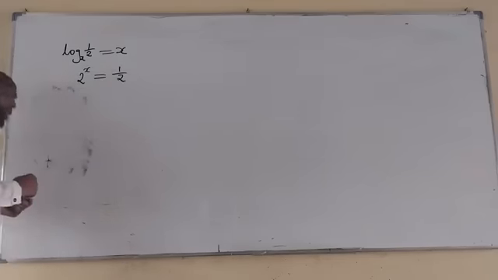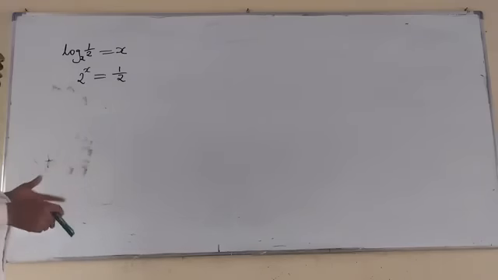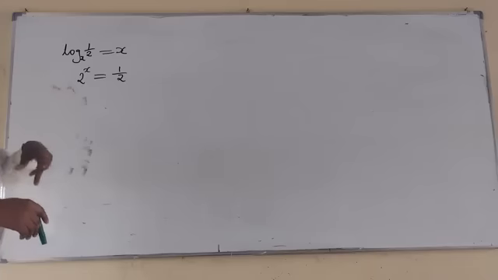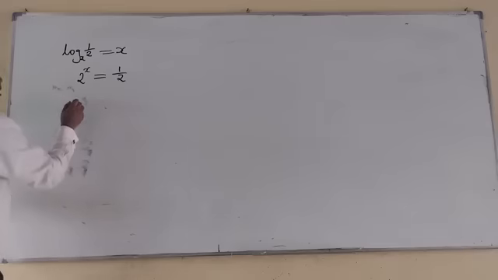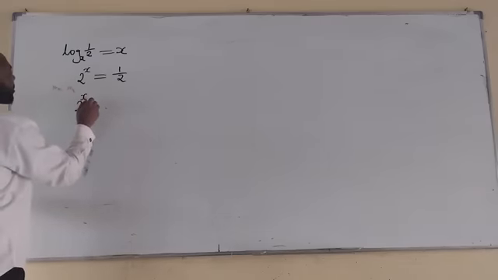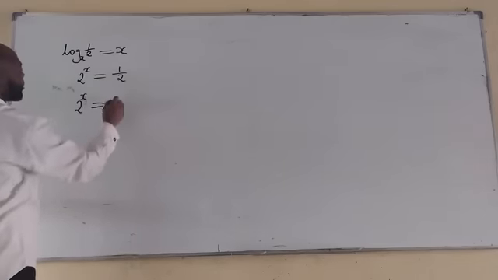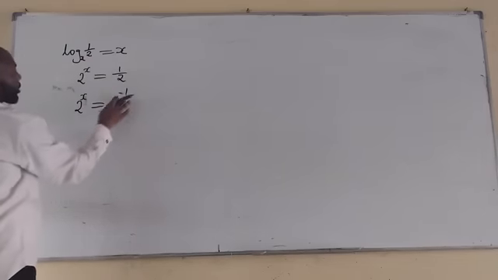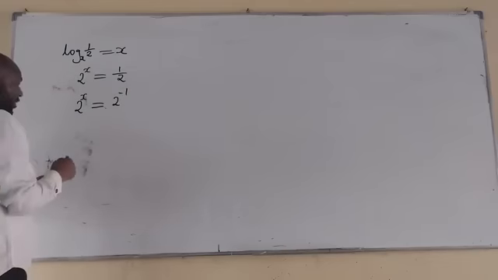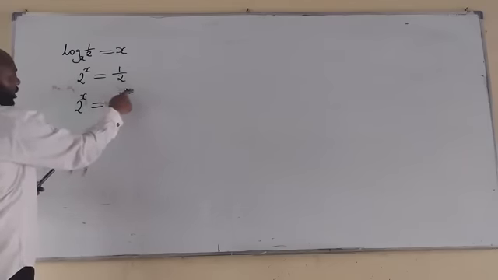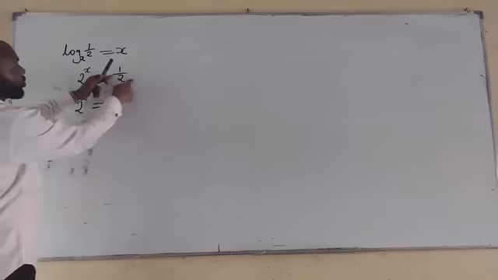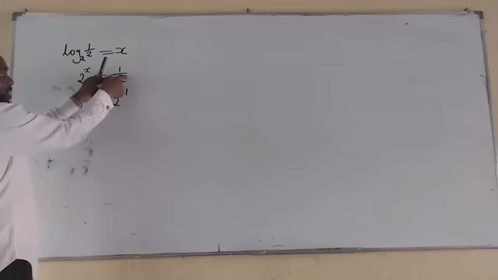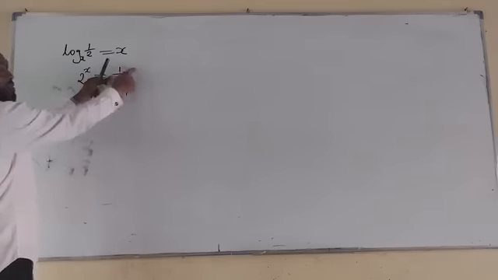From the negative index law, I see that when a number is raised to a negative index, it is equal to the reciprocal raised to the same positive index. Which means inversely, I can return this to be 2 raised to the power minus 1. Because if it is raised to negative, it becomes the reciprocal of this number, which is 1/2, raised to the same positive index, which is 1. It means that this is the same thing as this.